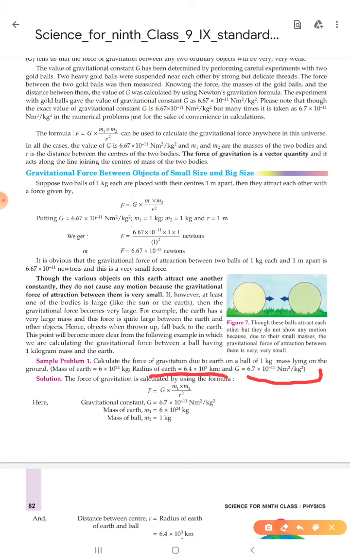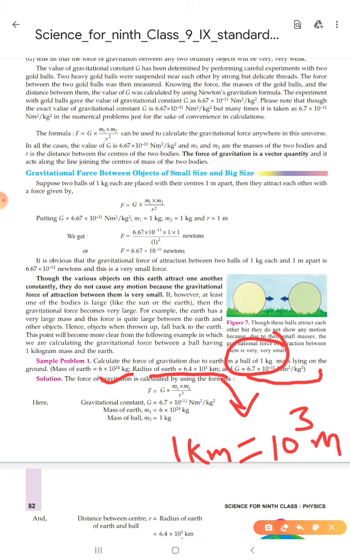Radius of earth is in kilometer. So we have to convert this kilometer into meter, and we know how to convert kilometer into meter by multiplying it by 1000, or I can say 1 kilometer equals 1000 meter, or 10 to the power 3 meter. So I can convert the radius of earth in meter by multiplying by 1000. And we have the mass of earth which is in kg, no problem, and another mass, the ball, which is 1 kg. So we can put all these values by converting radius of earth into meter.